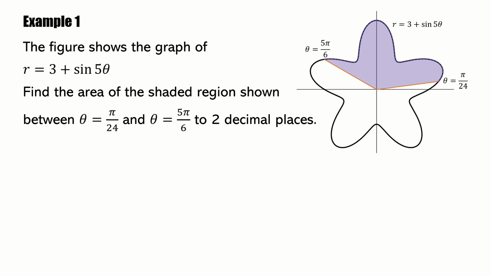And we want to find the area enclosed between the curve and the pole and the lines theta equals pi over 24 and theta equals 5 pi over 6. So how are we going to do it? Well, we've just got to apply that formula we just saw.